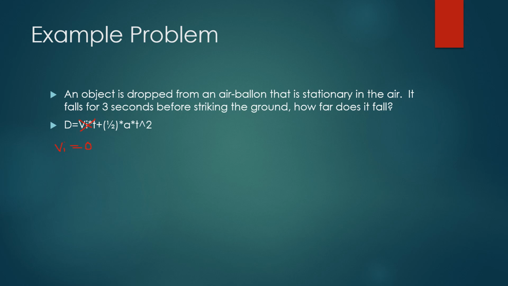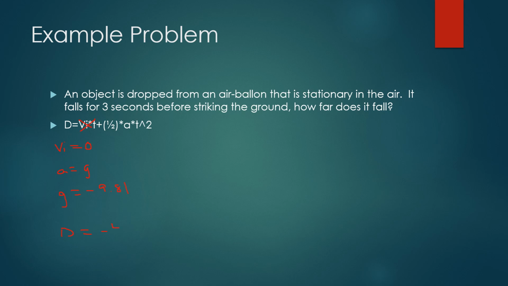Now moving on from here, we have 1/2 times A times T squared. So in this instance, what is A? Well, A is gravity. So we have A equals G. And we all know that G, which is gravity, is a negative 9.81 meters per second squared. So from here, we can actually do quite a bit. We can plug it all in so that D will equal 9.81 times 1/2, which is a negative 4.905.